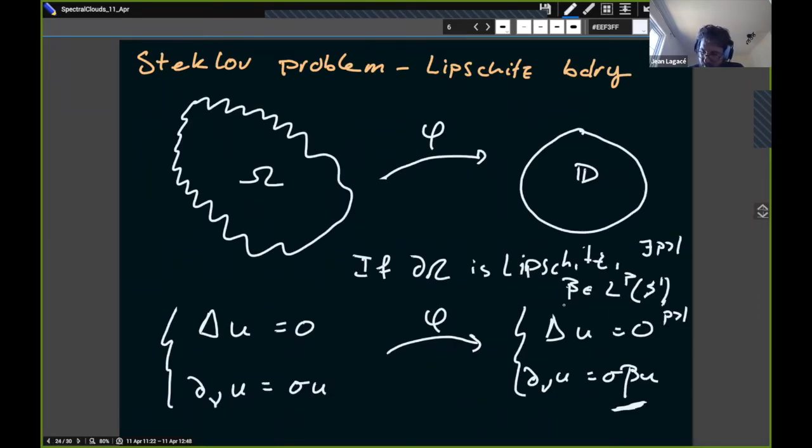But I mentioned that if the boundary is Lipschitz, then the boundary conformal factor is in some LP for P greater than 1. What this means is that for a Lipschitz boundary, and actually something less regular than Lipschitz, you can go up to this L log L regularity, which includes some cusps that are slow enough, for instance. You do have isospectrality between these two problems.